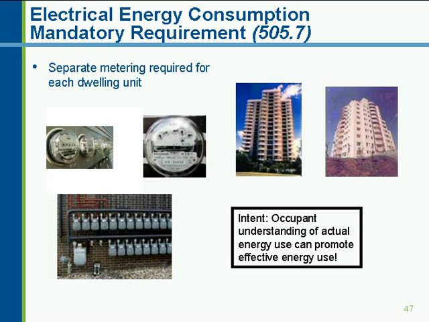One last requirement on metering, and the requirement here, of course, is for residential type facilities. Each dwelling unit needs to have a separate meter. And the idea here, of course, is to allow the occupant the capability of having the data they might need to make good decisions that, of course, can lead to energy savings.